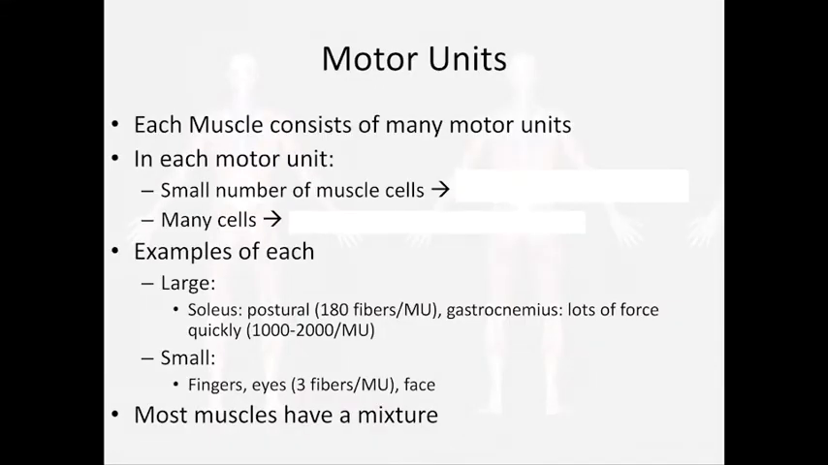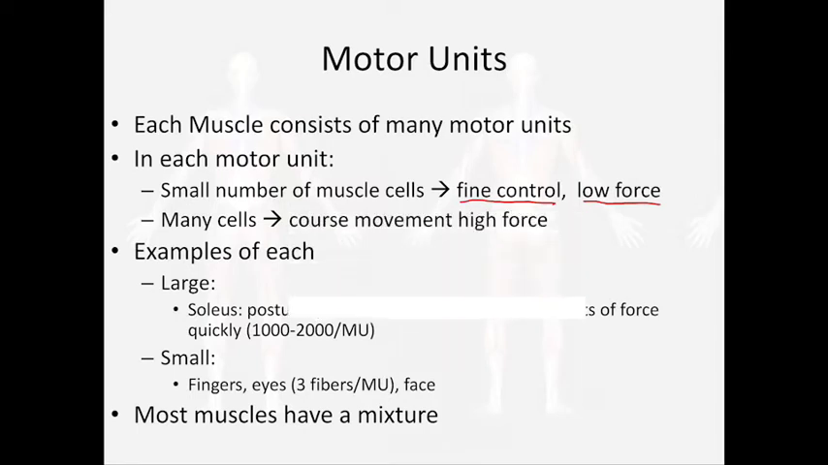Each muscle consists of many different motor units. In each motor unit, there's a range of how many muscle cells we find. Some motor units have a very small number. Those are specialized for fine control, low force production. Think of the muscles in your face, your tongue, your eyes, even your fingers that allow you to write. We want to do very small, precise movements there, but not produce a lot of force. So we only want to use a few muscle cells at a time. Those would be small motor units.